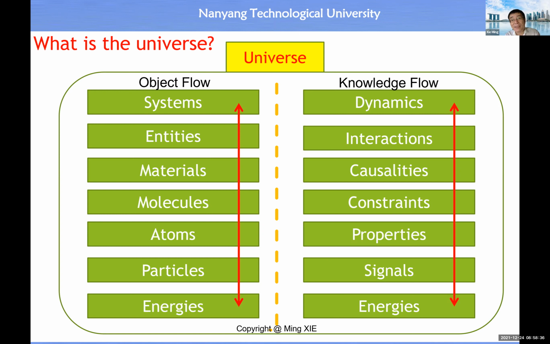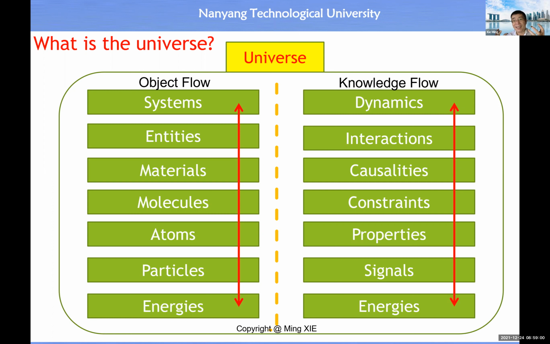And the signal basically is a manifestation of energy. For example, you have a current flow. Current flow basically represents electric energy. Then you have a velocity, you have a mass, then you see the kinetic energy, etc. All right. So on the left hand side, we have an object flow. On the right hand side, we have a knowledge flow.